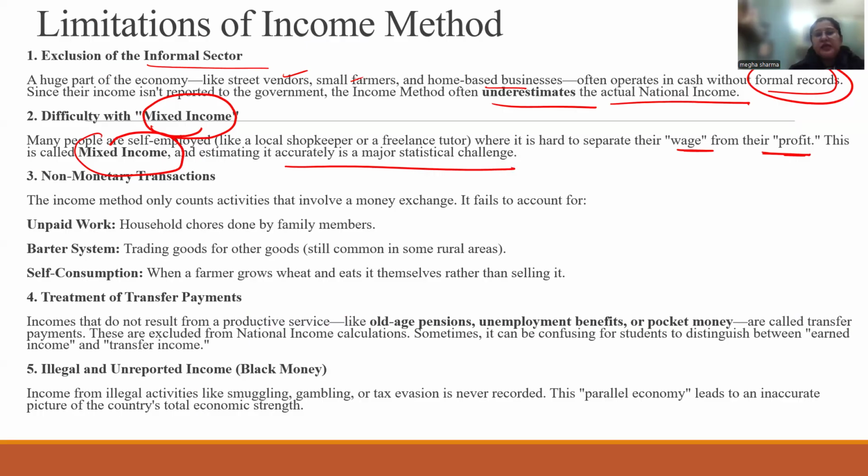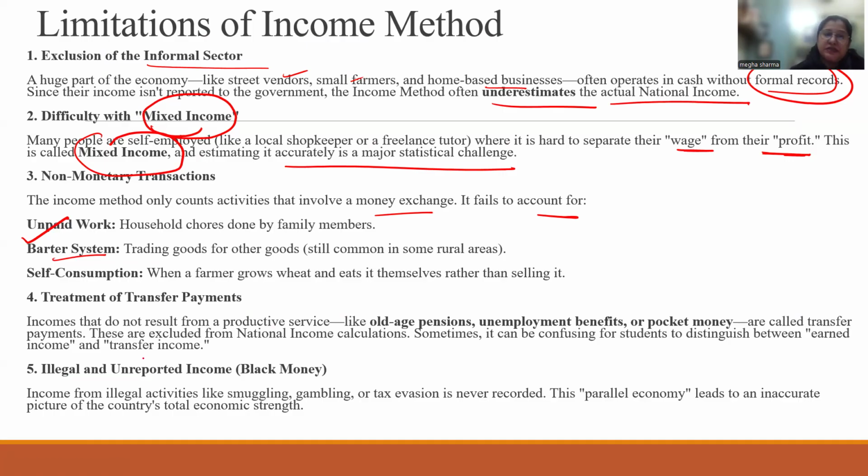Non-monetary transactions. The income method only counts activities that involve money exchange. It fails to account for unpaid work, like the ladies who perform work 24/7 in the houses, household chores done by the family members. Then the barter system, trading of goods for other goods, still common in some rural areas. Self-consumption: numerous farmers consume the goods which they actually grow, like wheat and rice. They don't sell it in the market for profit. Some people grow it for self-consumption only. So that poses a major threat to calculating national income accurately.